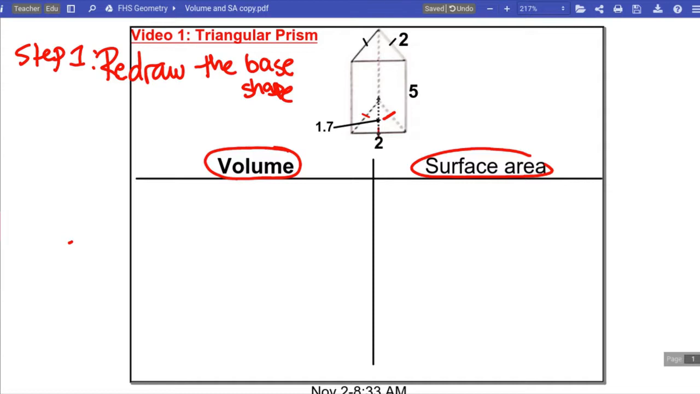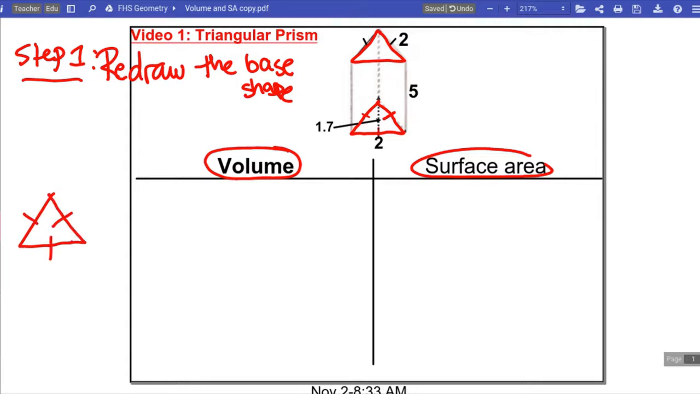So notice, what do I have identical? What I have identical are these triangles. Those two triangles are identical. Therefore, I have a prism, two opposite faces of the same shape. So what you're going to do, step one, is redraw it. I'm going to redraw this shape right here and then put all your information down.